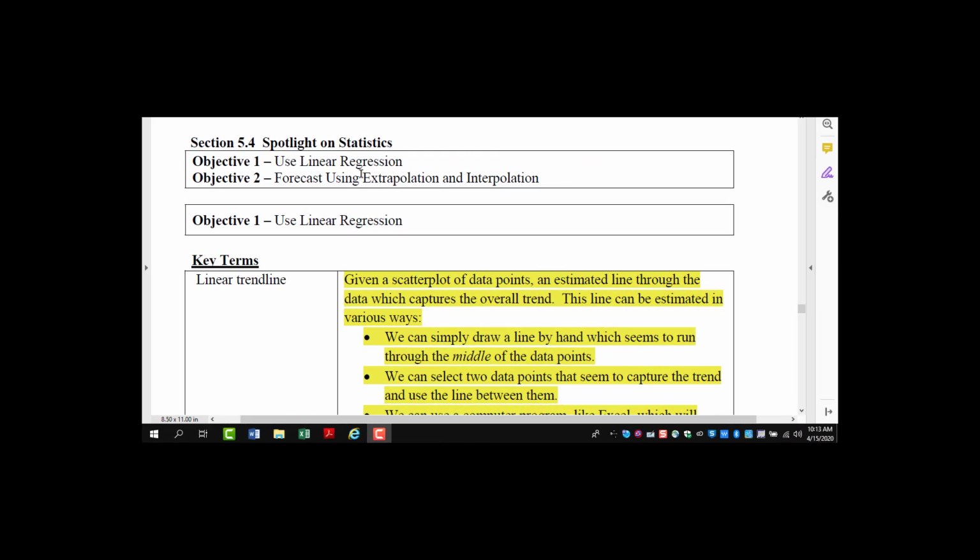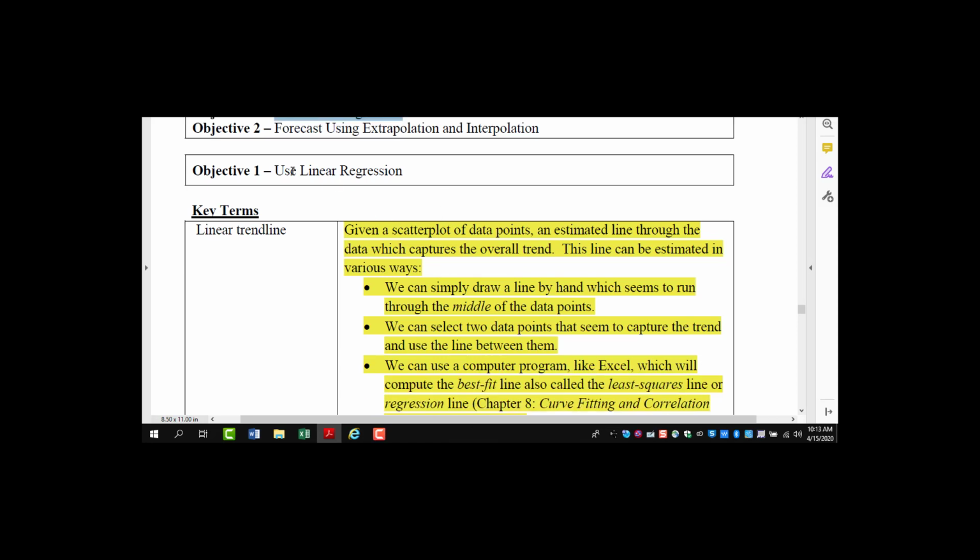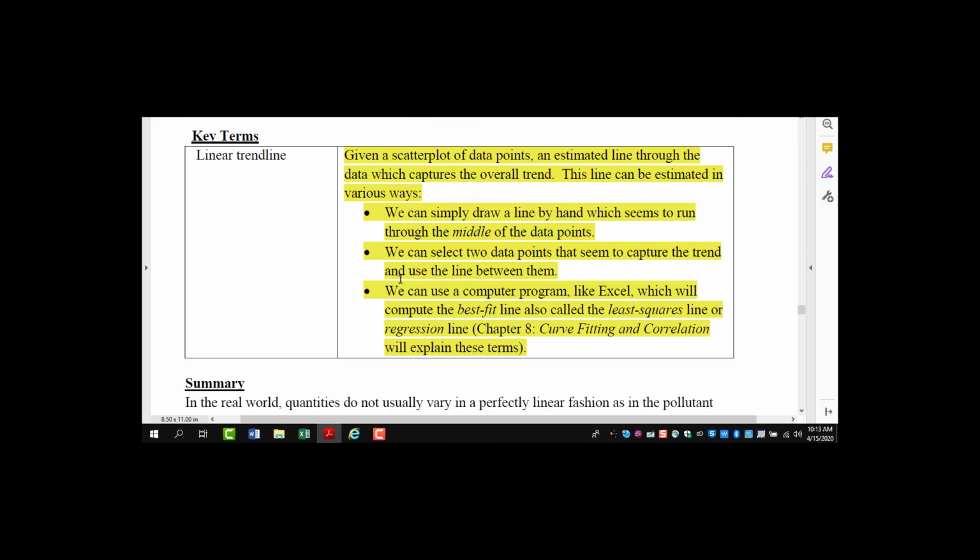Okay, our last section, section 5.4, is really about linear regressions, and we'll leave that. A linear regression, they can also use the term linear trend line, interchangeably. So given a scatter plot of data points, I'll show you what they mean by that.